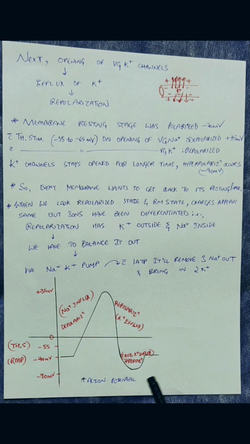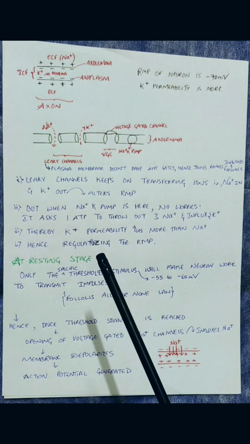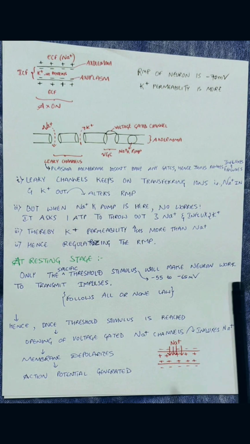Every membrane wants to get back to its resting phase, but when we look at the repolarized state and the resting membrane state, the charges appear the same, but the ions are differently distributed. Repolarization has potassium outside and sodium inside. We have to balance it out via the sodium-potassium pump. That happens with 1 ATP, removing 3 sodium out and bringing 2 potassium in.